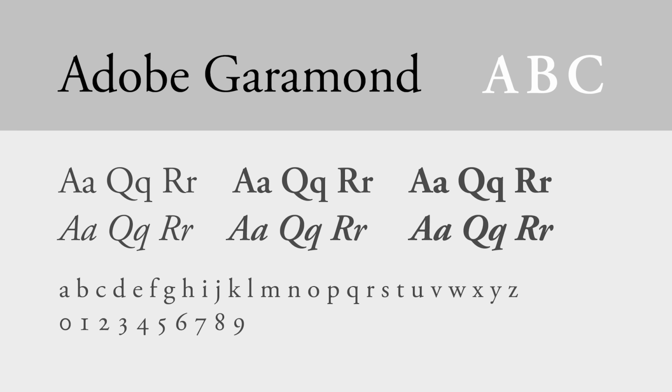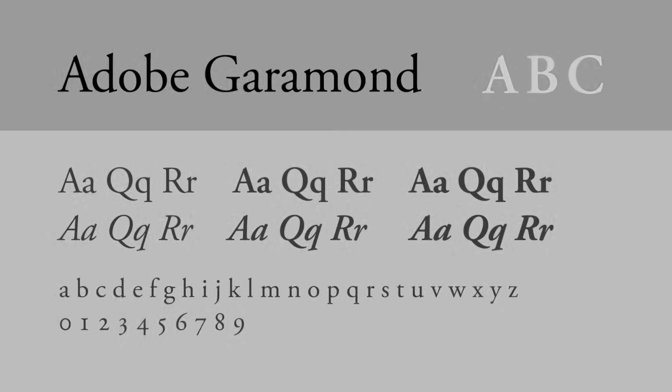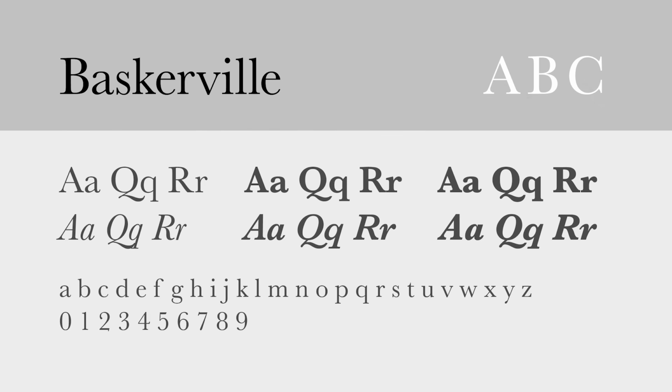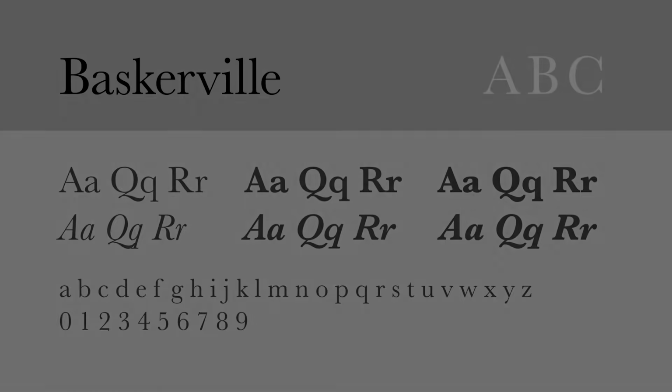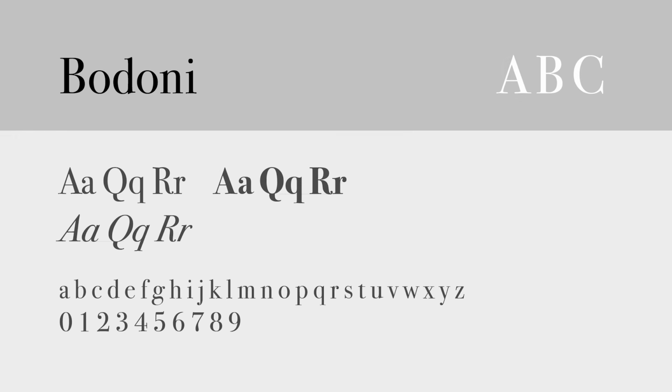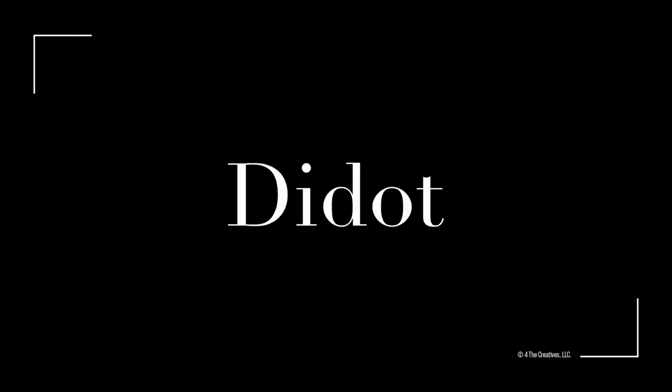For serif fonts, you can never go wrong if you use Garamond. This typeface was created in the 1500s. It's simple, legible, well-balanced, and has very nice letter spacing designed into the typeface itself. Some other great serif typefaces are Baskerville, Bodoni, and Didot.